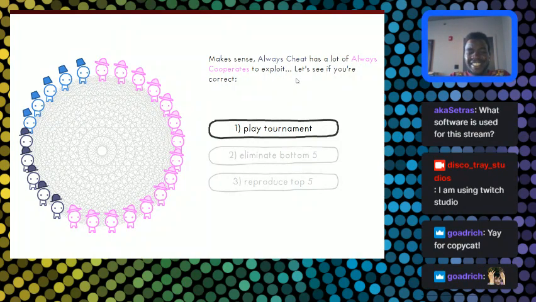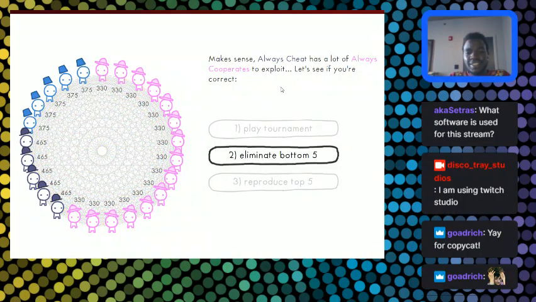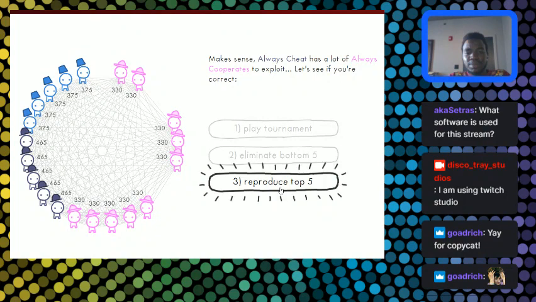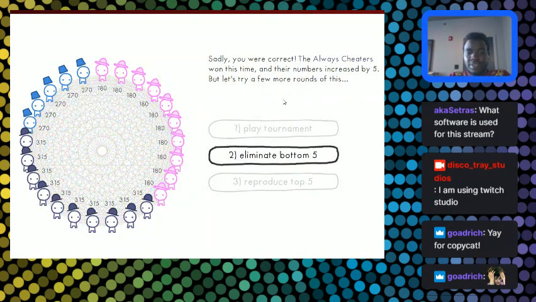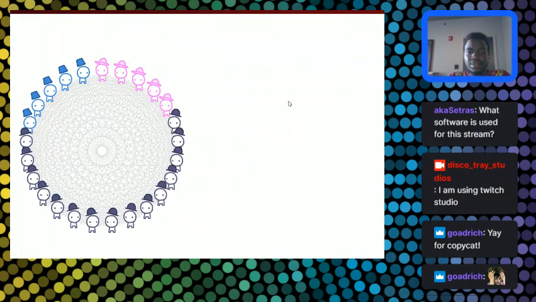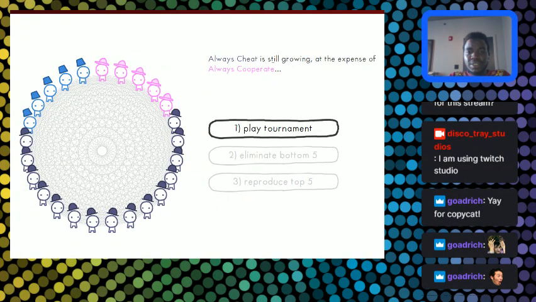Why not? Let's see. Play a tournament, eliminate, reproduce five. Sadly, you are correct. The always cheaters won this time, and their numbers increased by 5. But let's try a few more rounds of this. Continue, eliminate, and reproduce. Always cheat is still growing, at the expense of always cooperate.